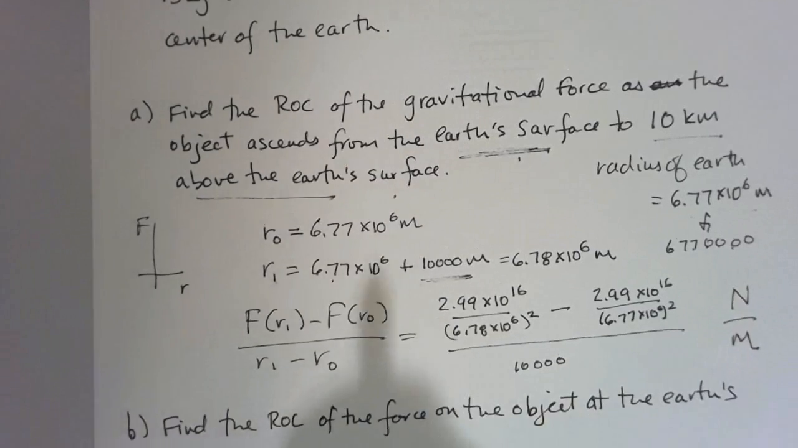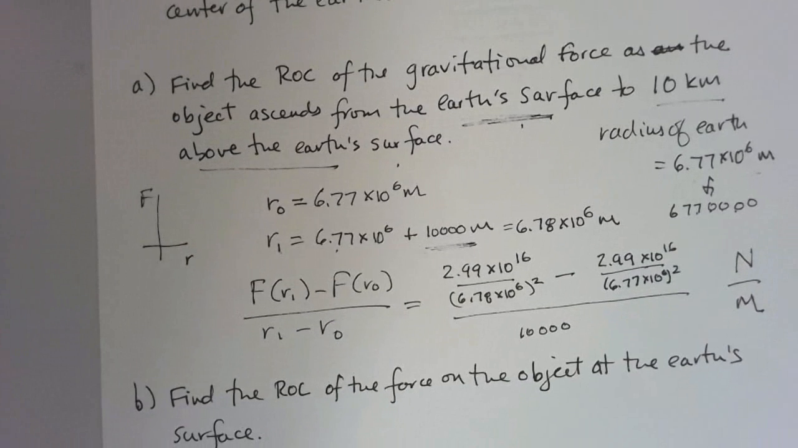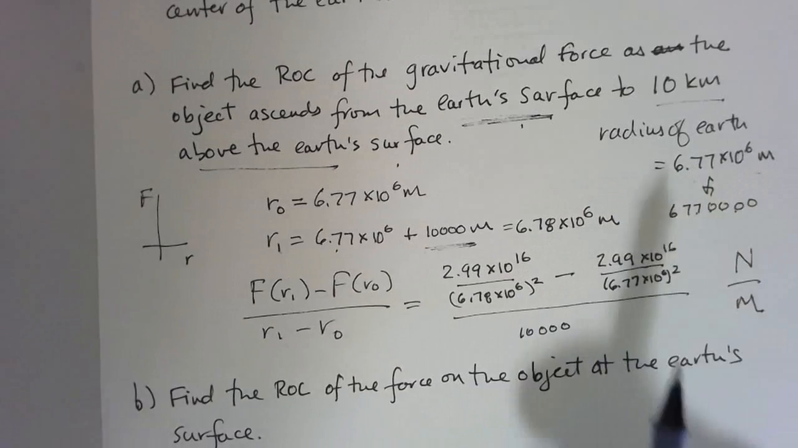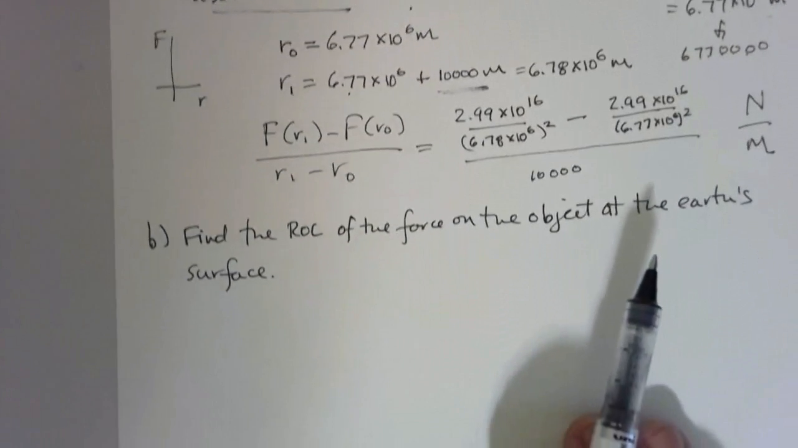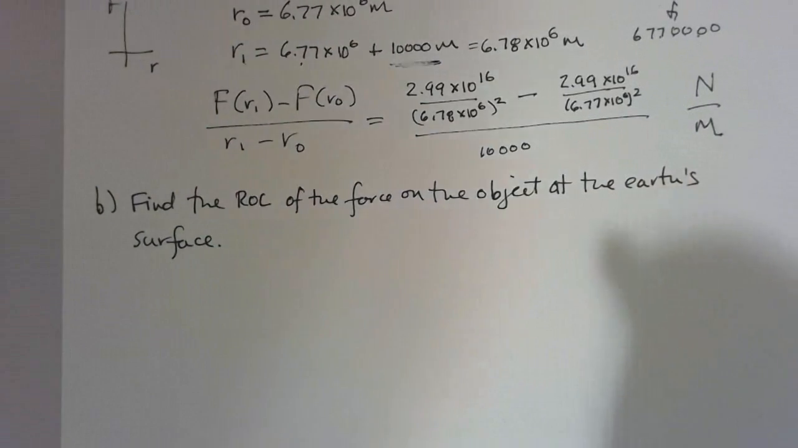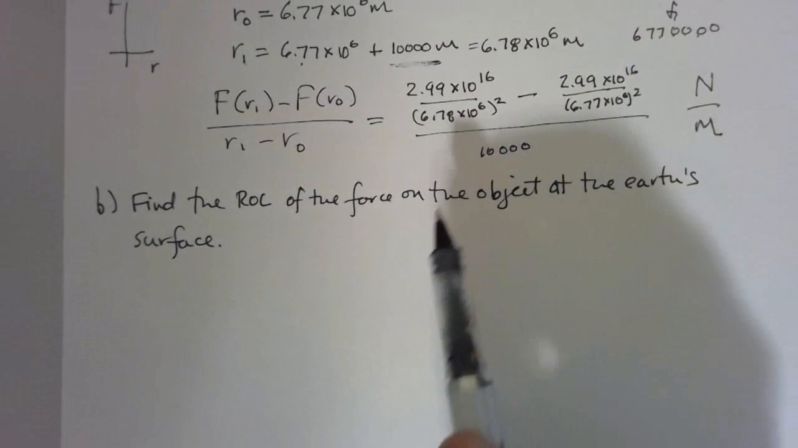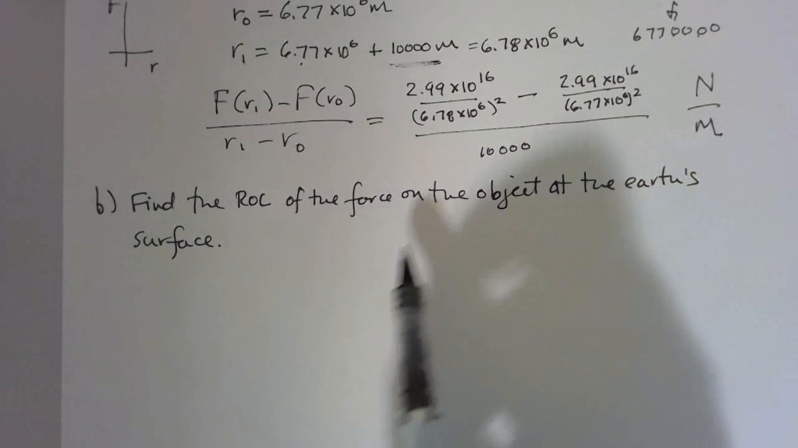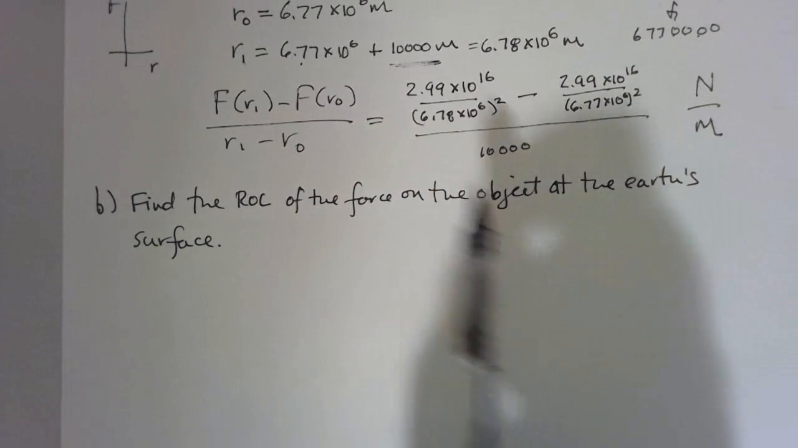So let's focus on the next part of the question. You have to work this out in your calculator using scientific notation carefully. But I don't want to take time for this in this video. Part 2. Find the rate of change of the force on the object at the Earth's surface. So now this is at a value rather than between two values.